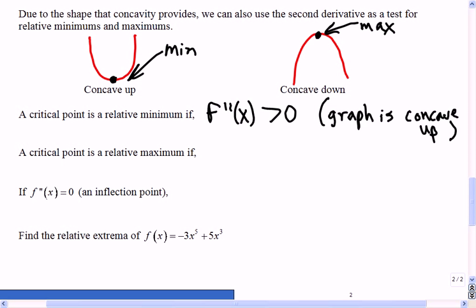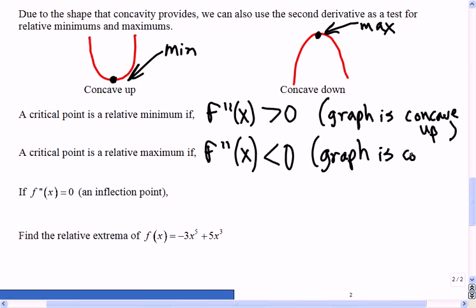A critical point is a relative maximum if the second derivative is less than 0. Oops, forgot my x in there. If the second derivative of x is less than 0, in this case, it means that the graph has a picture where it's concave down. So that's like this example up here.